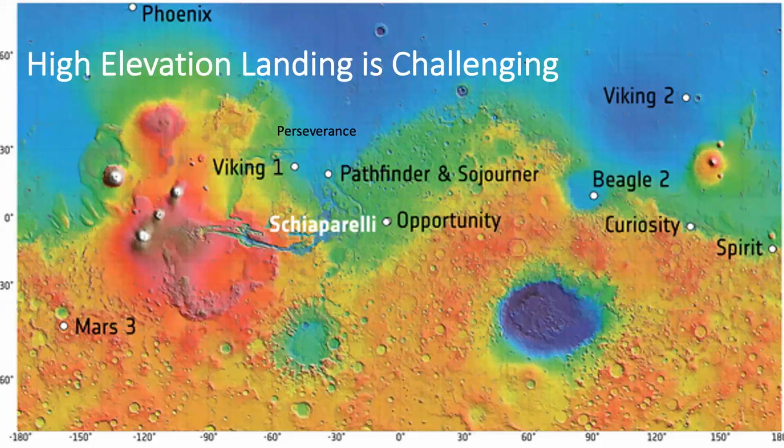The other thing that we're facing is that the majority of the missions that have flown have landed at low elevation. If we want to land someplace like Tharsis, obviously higher elevation, less atmosphere to slow you down on the way to the surface, that makes it a more challenging landing, and thus it's more expensive and harder to do.